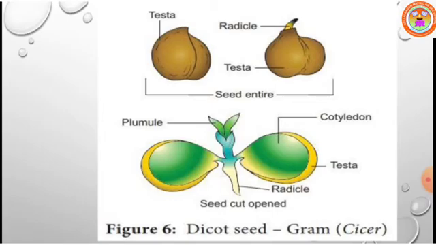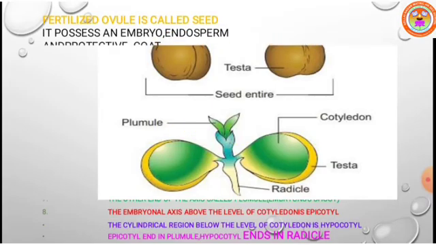Other dicotyledon seeds like castor have endosperm, where the reserve food material is stored, because the cotyledon is very thin.